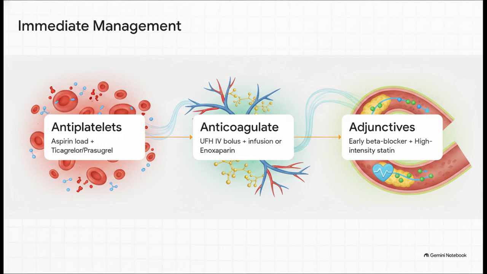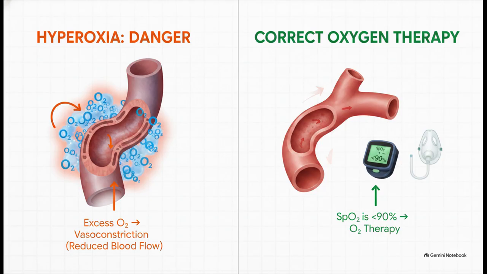Step 3 are adjunctive therapies, including getting a high-intensity statin on board immediately to stabilize plaques and an early beta blocker to reduce myocardial oxygen demand, but only if the patient is stable and showing no signs of heart failure or pump failure.